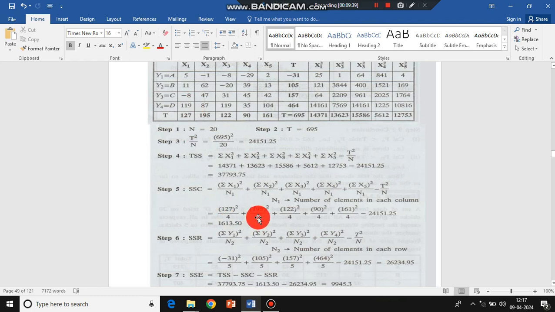Now what is summation of x2? This is x2, the summation is 195. So summation of x2 squared is equal to 195 squared divided by 4.